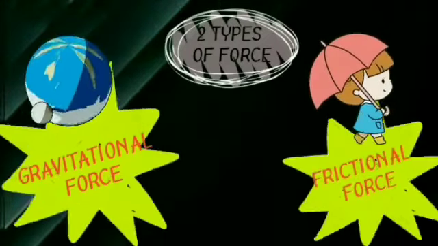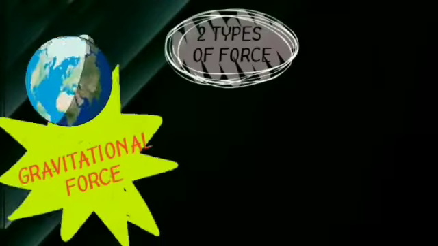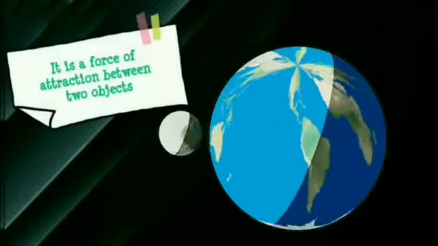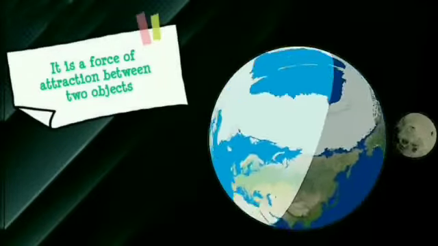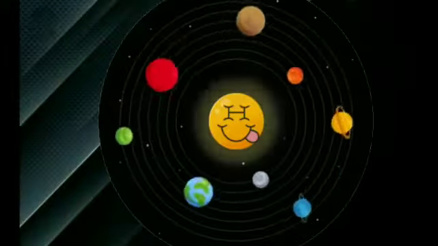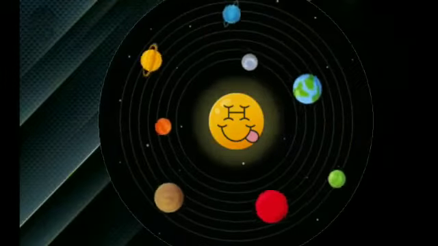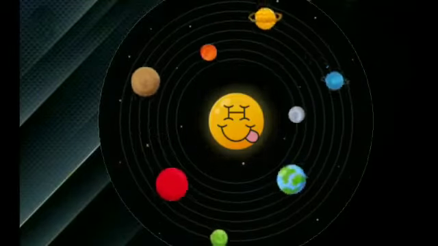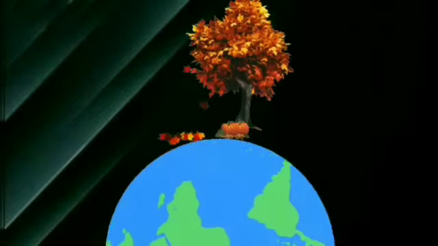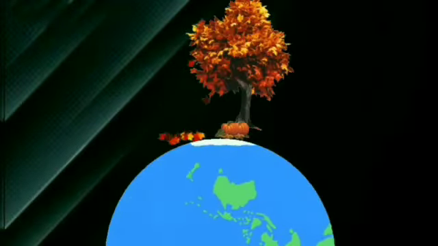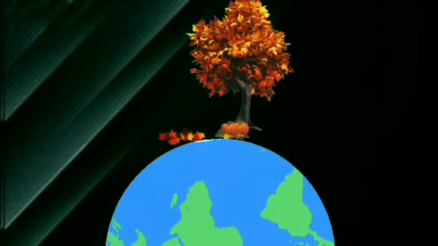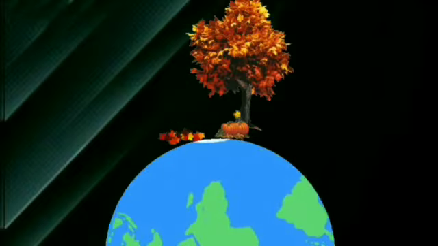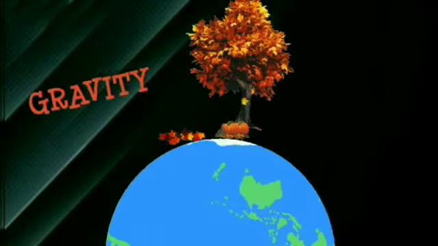Let's explore more. Number 1. Gravitational force. It is a force of attraction between two objects. It is a force of attraction between Sun and the planets that make the planets move around the Sun. Earth has a power to attract everything towards its center. And this force that pulls objects towards the earth is called gravity.